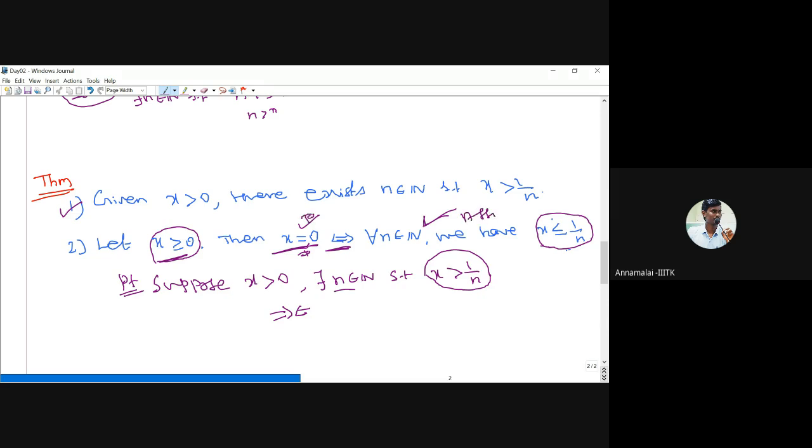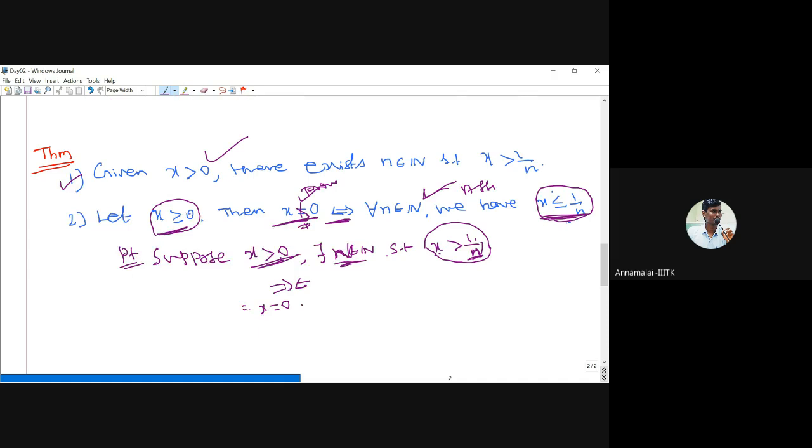We have to prove x equal to 0. Suppose x is not equal to 0, then x should be positive. If x is positive, by the first part, there is a natural number n such that x is bigger than 1 by n, which is a contradiction to our assumption. What is the assumption? x less than or equal to 1 by n for all n. But here we get x bigger than 1 by n for some n, maybe we can take some capital N. So there is some capital N for which this happens, which contradicts our assumption. Therefore, our assumption is wrong, and x should be 0.